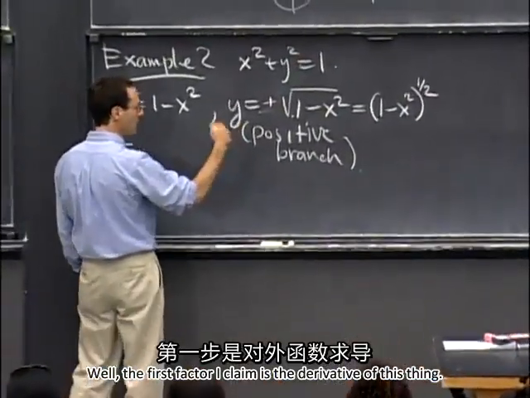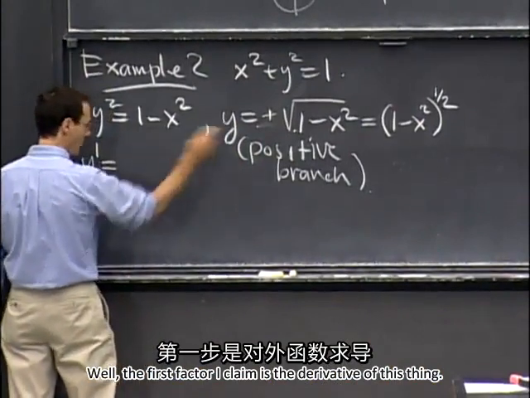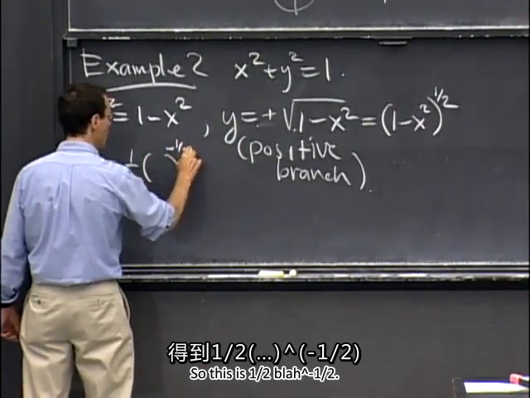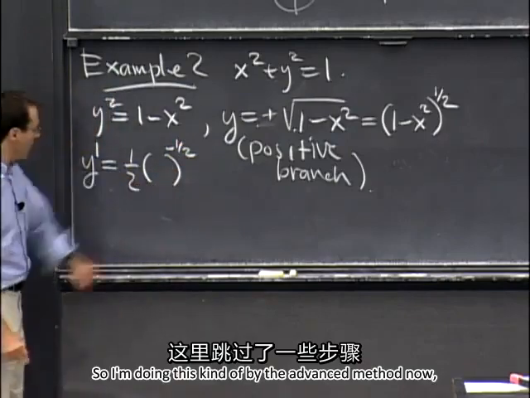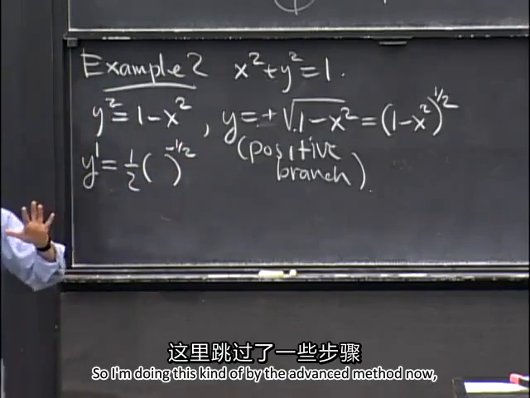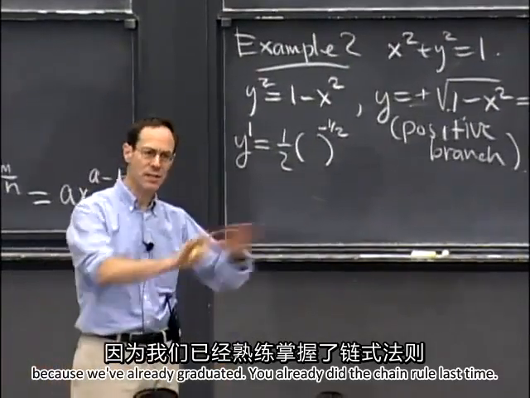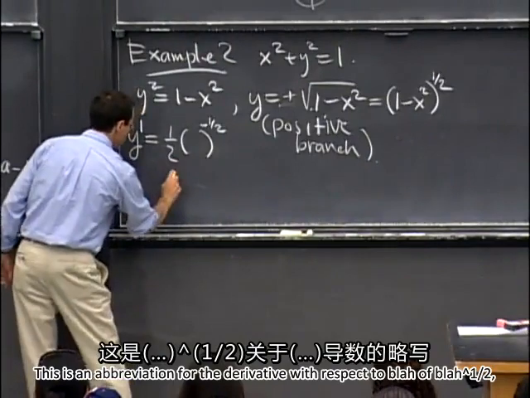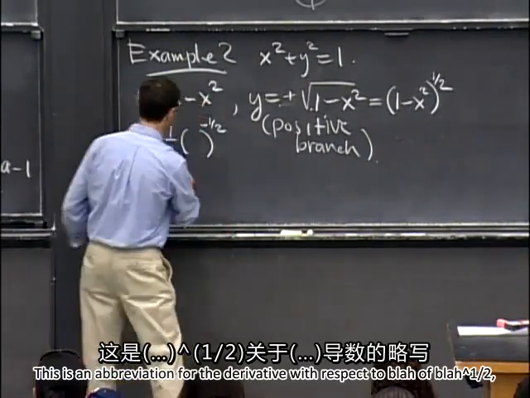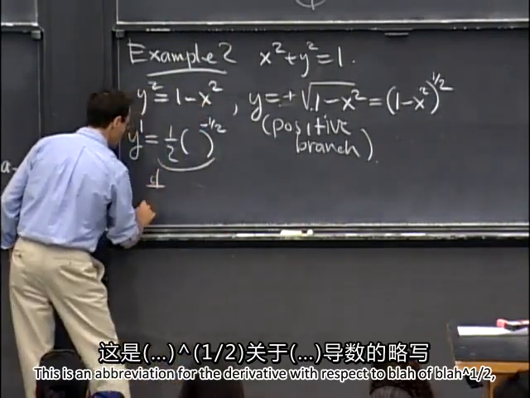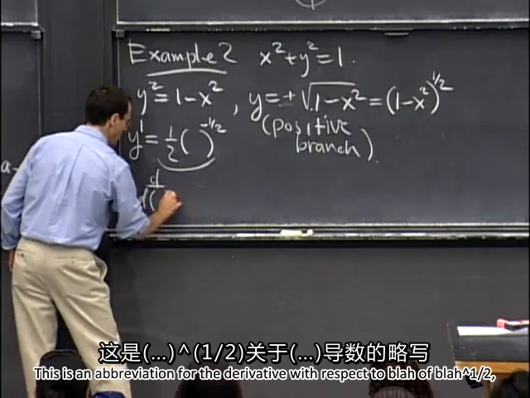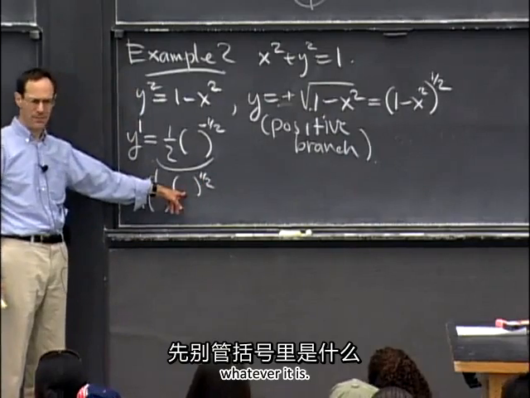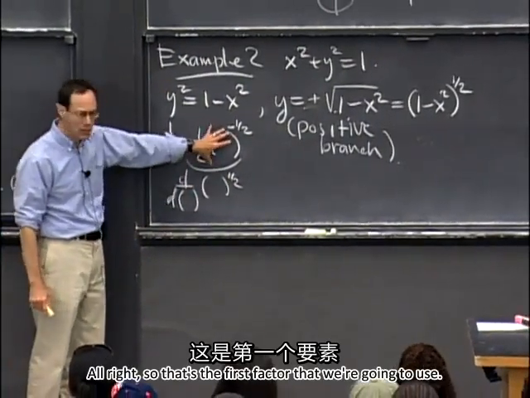Well, the first factor I claim is the derivative of this thing. So this is a half blah to the minus 1/2. So I'm doing this by the sort of advanced method now because we've already graduated. You already did the chain rule last time. So what does this mean? This is an abbreviation for the derivative with respect to blah of blah to the 1/2, whatever it is. All right, so that's the first factor that we're going to use.